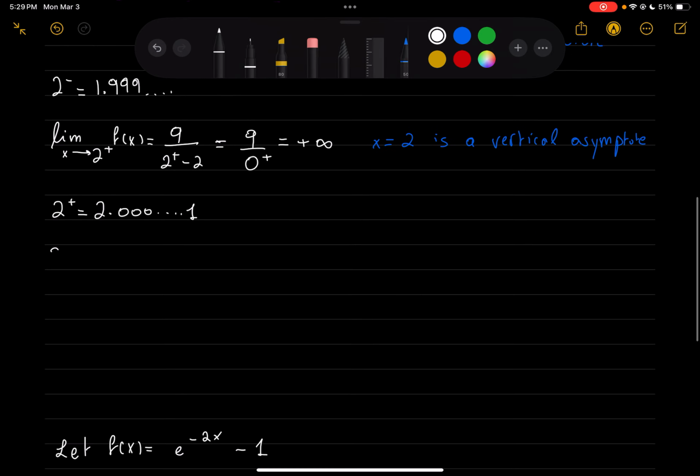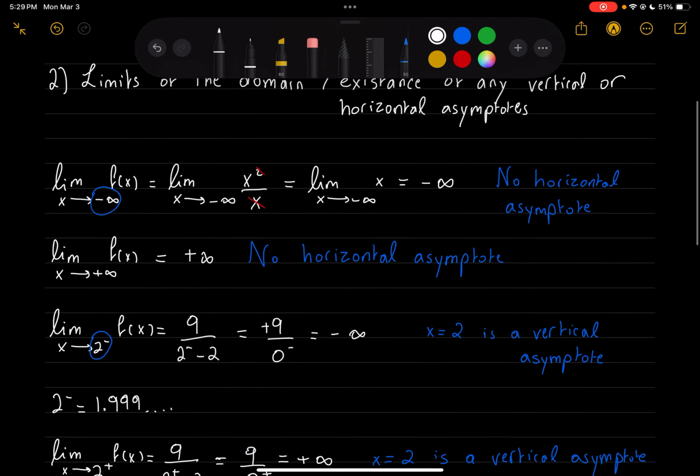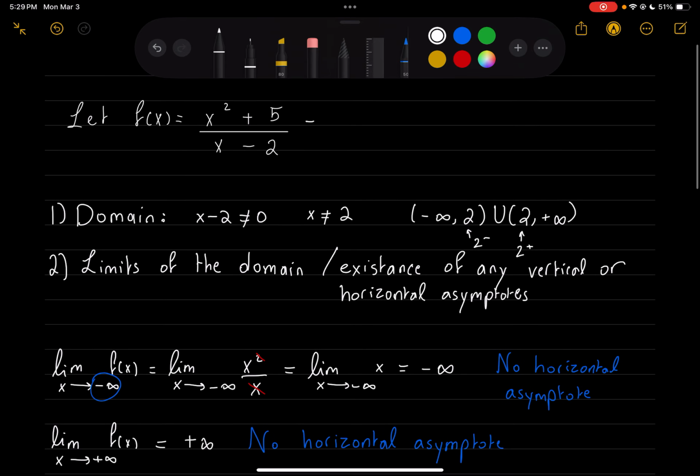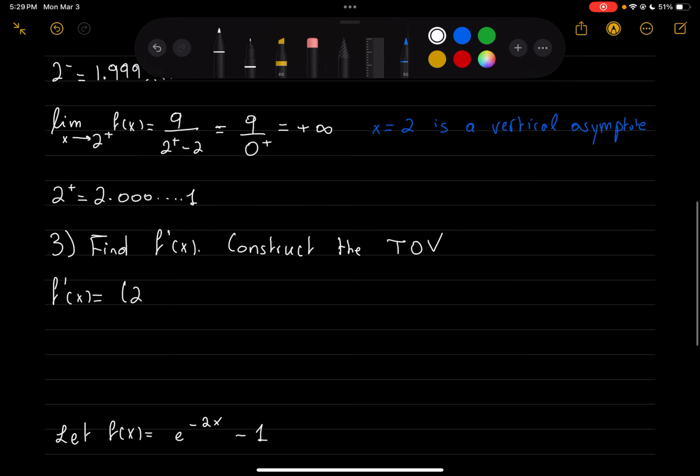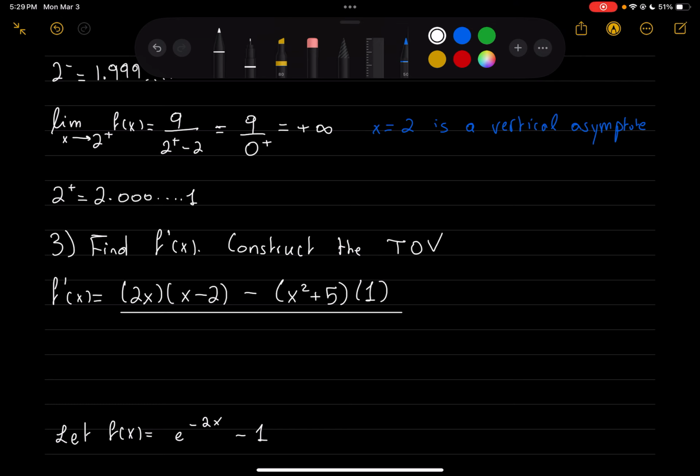Now in number 3, we need to find f prime of x and construct the table of variation. So f prime of x is going to be u prime v minus uv prime over v squared, because this function is u over v. So it is going to be 2x multiplied by x minus 2, minus x squared plus 5 multiplied by 1, over x minus 2 to the power of 2.